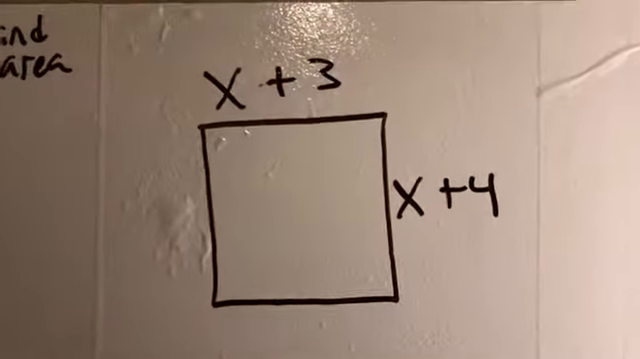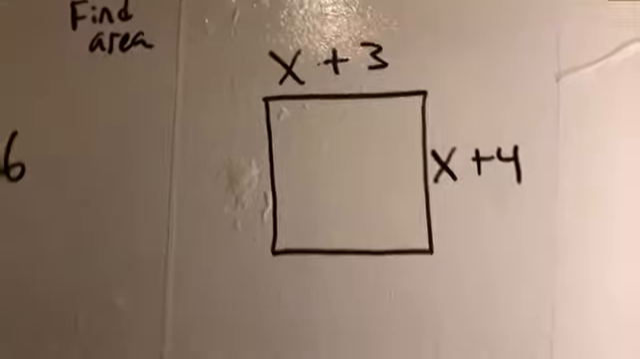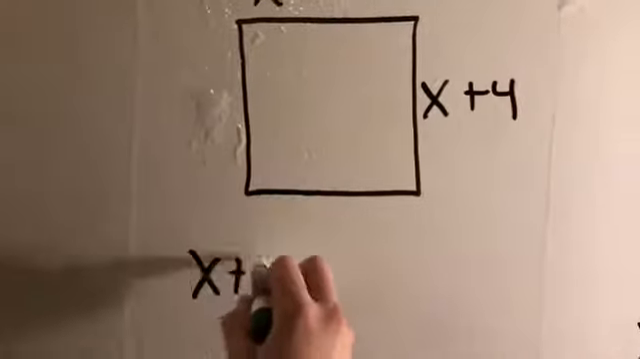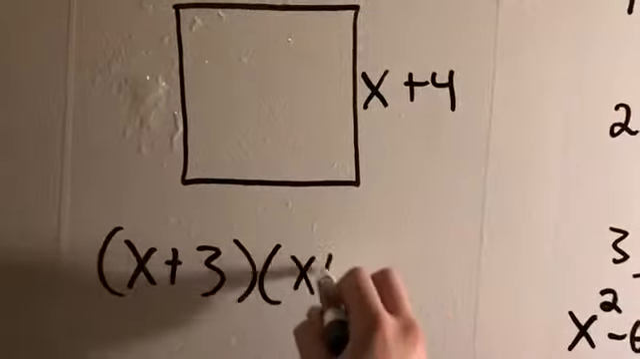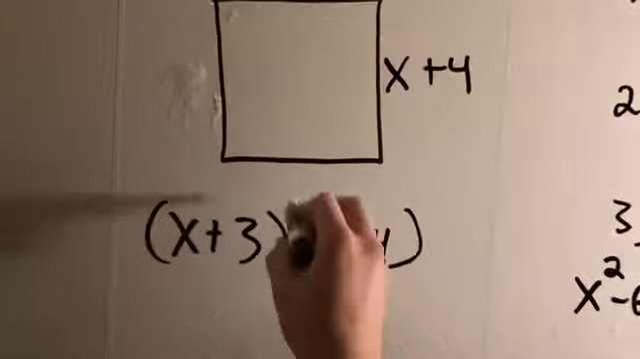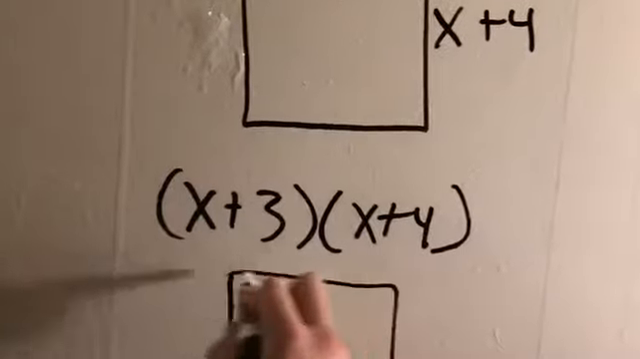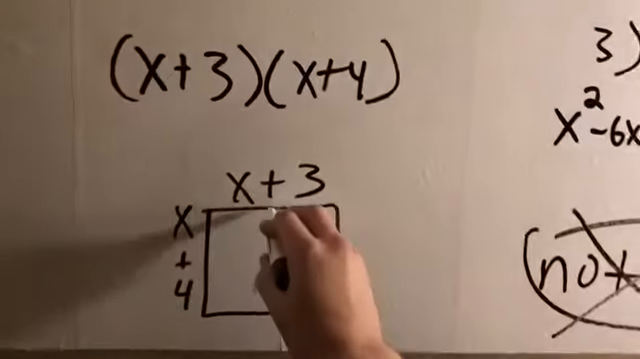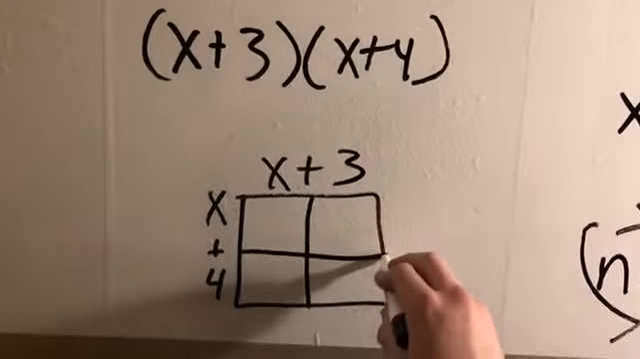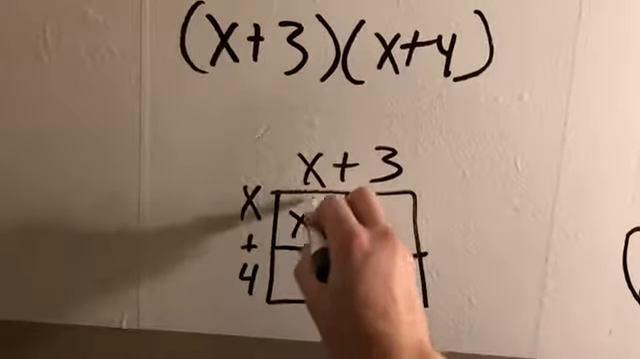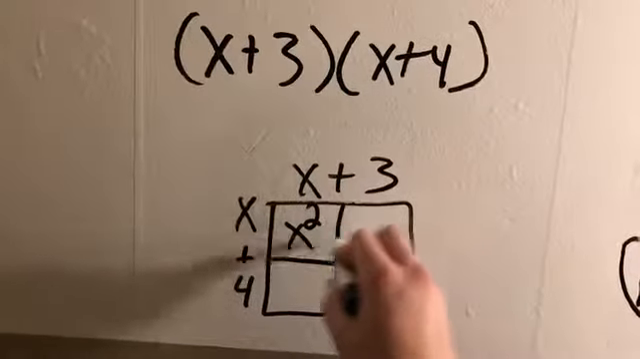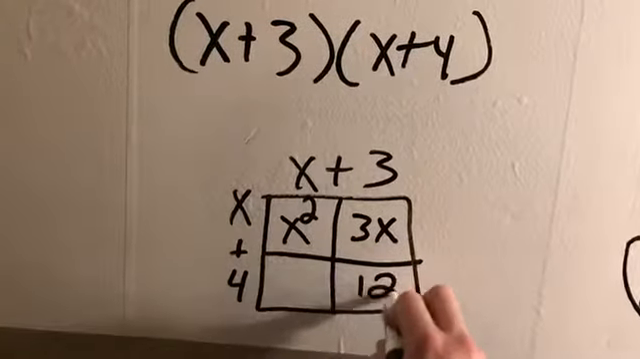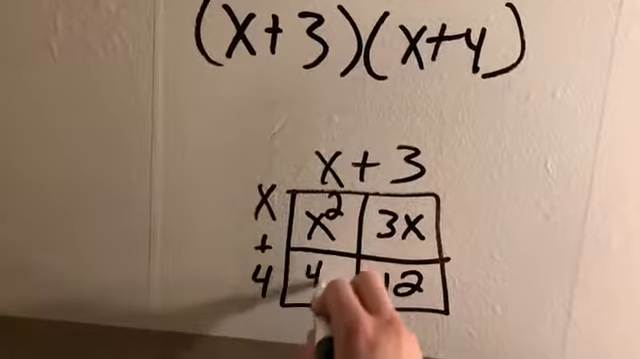So let's imagine if this was the problem and I wanted you to find the area. Well, we know that we're still going to go length times width. I see there's nothing in the parentheses, so I'm going to use the nice area model to help me out. There we go. So I'm going to set this up to multiply with our area model. I know that x times x is x squared. Don't forget that squared. 3 times x is 3x. 3 times 4 is 12. x times 4 is 4x.